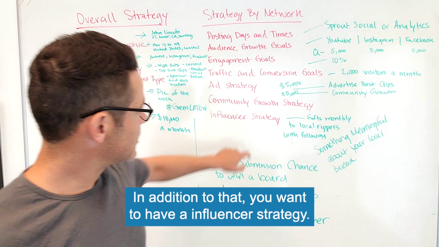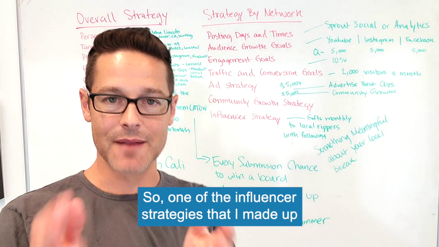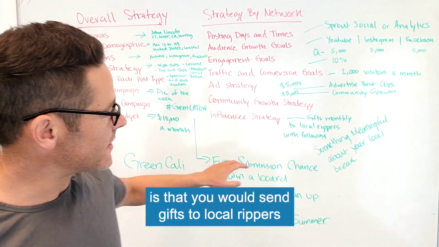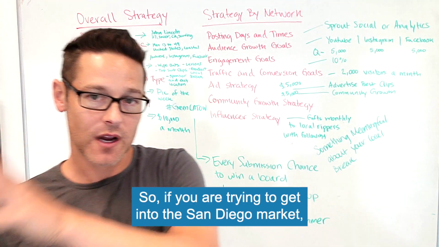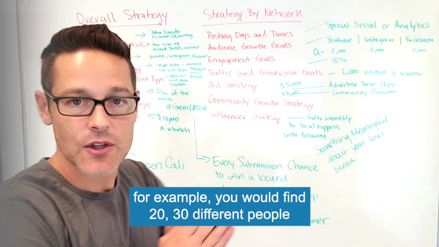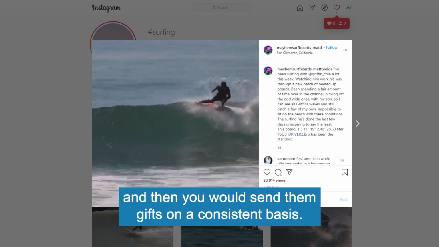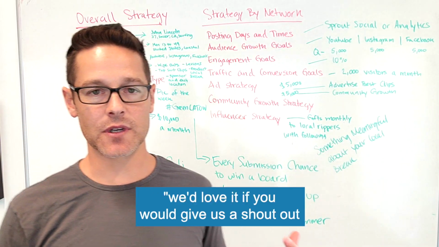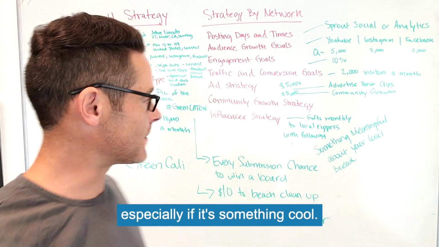In addition to that, you want to have an influencer strategy. So one of the influencer strategies that I made up for this hypothetical company, Green Cali, is that you would send gifts to local rivers with a following. So if you are trying to get into the San Diego market, for example, you would find 20, 30 different people who are amazing surfers in that area, and then you would send them gifts on a consistent basis. Ask them, say, hey, if you wouldn't mind, we'd love it if you would give us a shout out on your social media. 9 times out of 10, they're going to do that, especially if it's something cool.